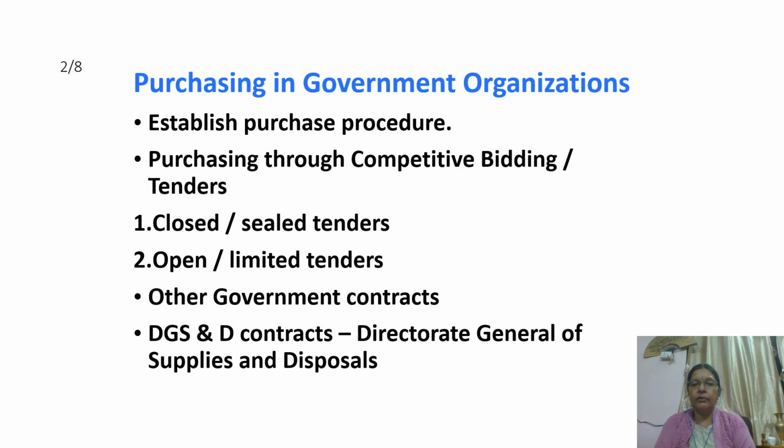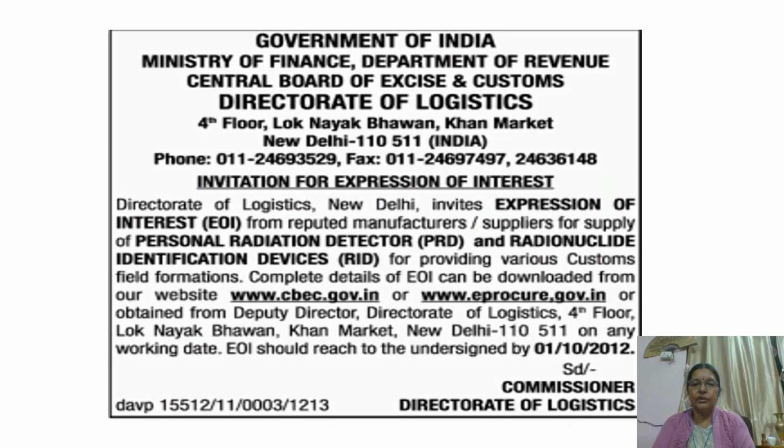So they have a particular purchase procedure, which is a standard purchase procedure followed by government organizations, and they usually purchase through competitive bidding, that is tenders, closed tenders or sealed tenders, open tenders, or through other government contracts. The purchase is done by the government organizations.